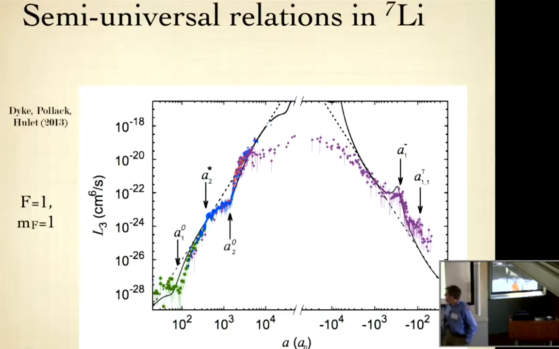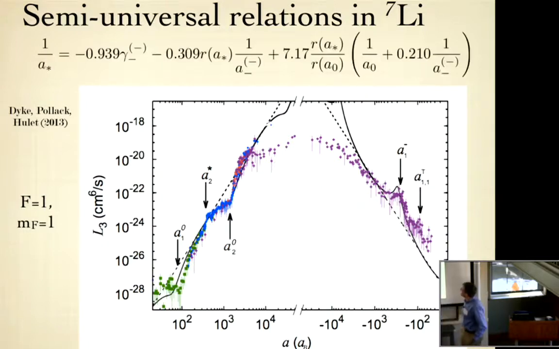So if you're interested in the positions of the features, one might look, for instance, at a set of experimental data like this from a recent paper by Dyke et al., and extract the positions of the features. Well, they extracted the positions of the features. So this is the atom-dimer resonance. This is the recombination minimum. These are on the positive A side. And this is the recombination maximum on the negative A side.